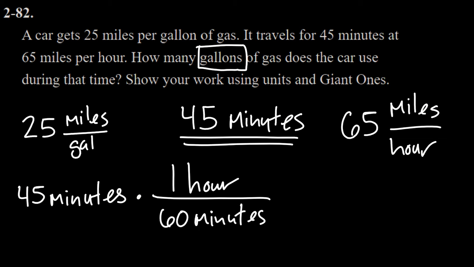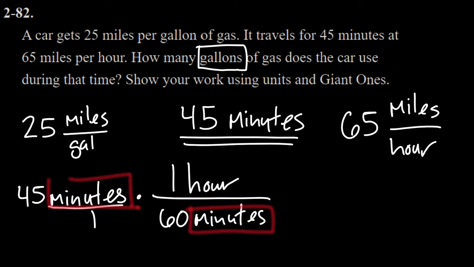M-I-N-U-T-E-S. So when I'm looking at this, I can see that this is 45 minutes per 1, or 45 minutes over 1. But you can see here I've got minutes in my denominator, and I've got minutes up here in the numerator. And if I take 45 minutes and I multiply it by this giant 1 of 1 hour is the same as 60 minutes, I'm going to change this into hours.